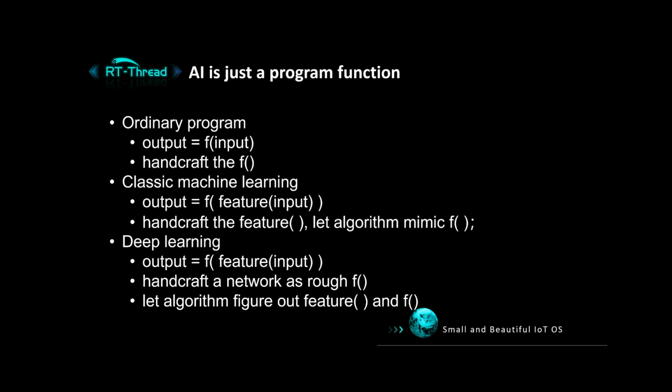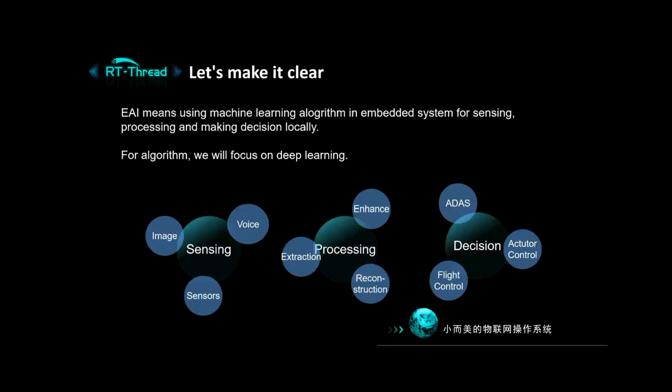That's interesting. So when we are talking about AI, it's just talking about a program which can learn by itself. It can learn things from data and change its behavior. That's what we call AI. So we can make it clear, AI is just machine learning, and EAI, AI at the edge, or AI in embedded systems, is using the machine learning algorithm in an embedded system to make the device capable of sensing, processing, and making decisions locally. Locally means just on that device.